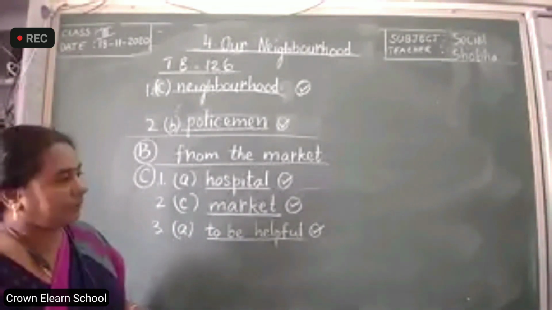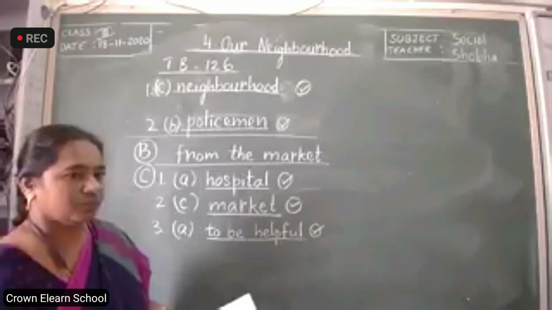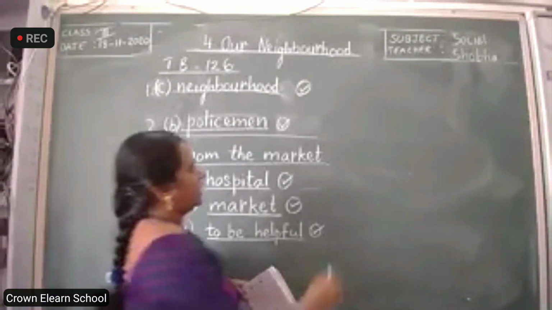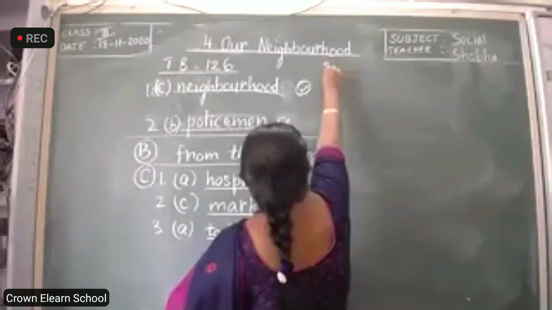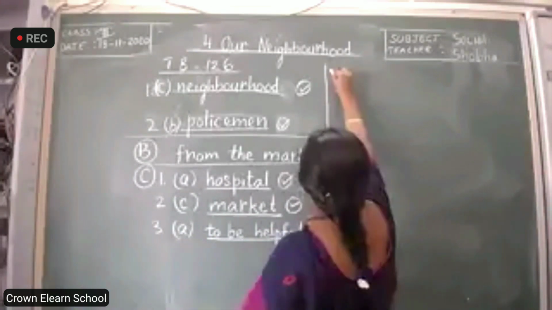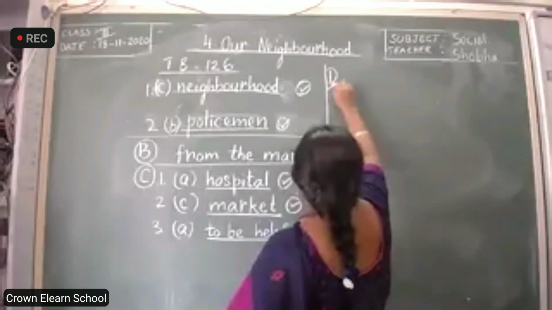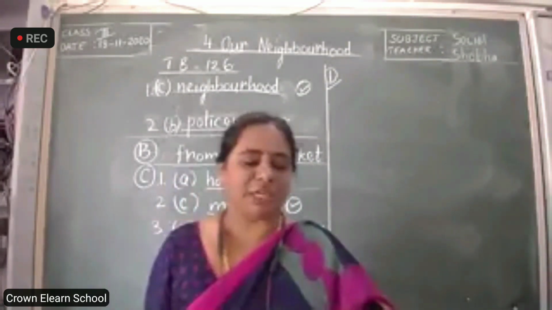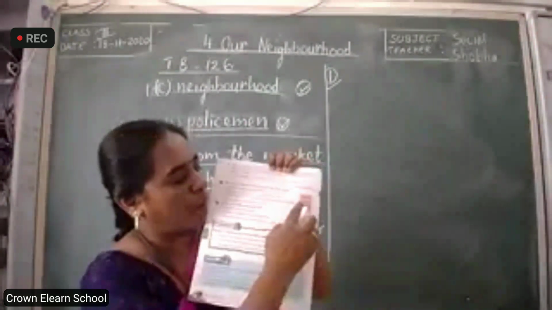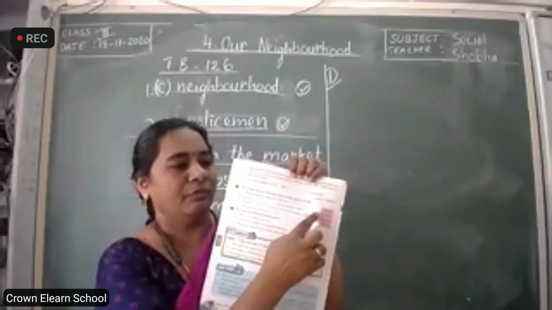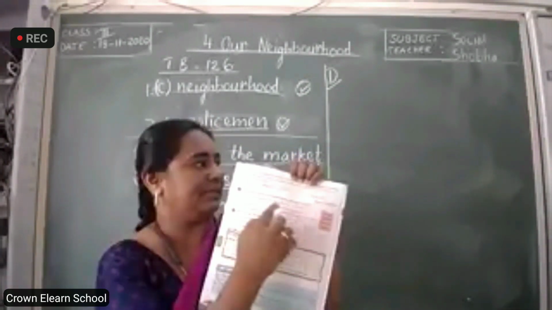Yes, children, are you ready? Next, we move on to exercise D. I think you are able to see, children. I'll write here. Exercise D. Fill in the blanks with the help of the given words. In the box you find the clues given. With the help of these, fill in these sentences.